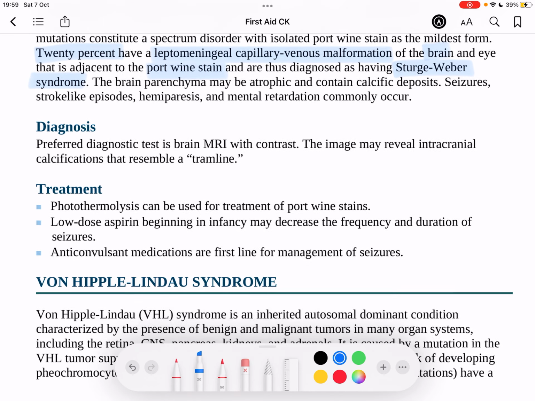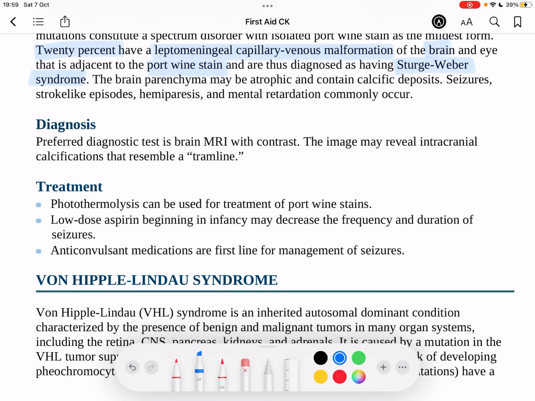In regards to making a diagnosis, the preferred test is an MRI with contrast. This is purely because MRI is better for soft tissue than a CT, so it's more likely to pick it up. The image may reveal intracranial calcifications, and these resemble a tram-like appearance. I would advise you to go on the internet and have a quick look at what that looks like. And then finally, in regards to treatment, photothermolysis can be used for the port wine stains.